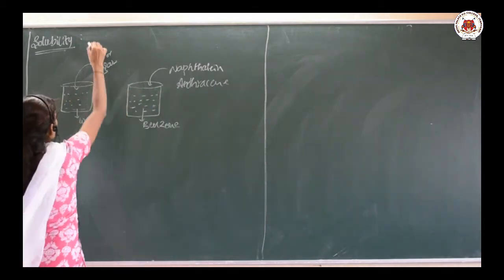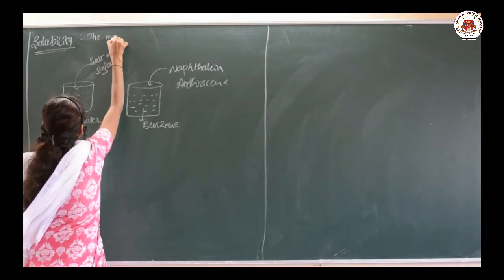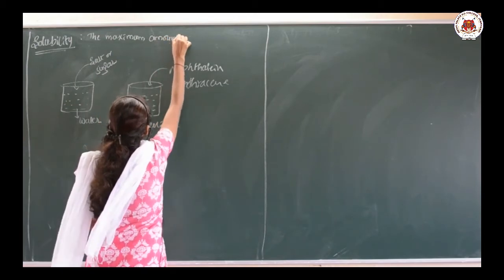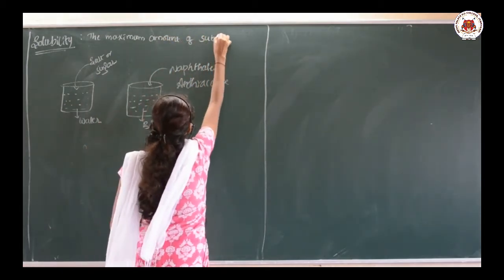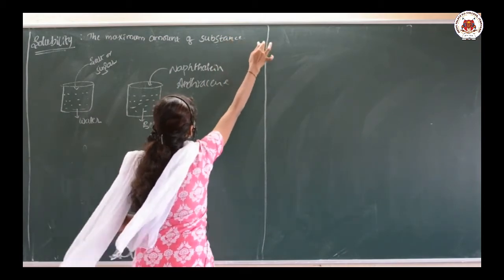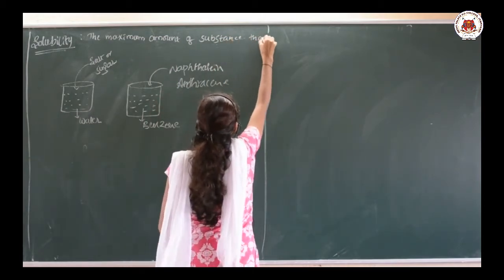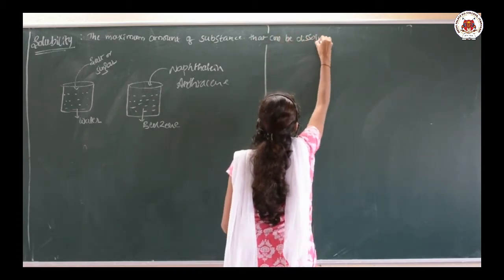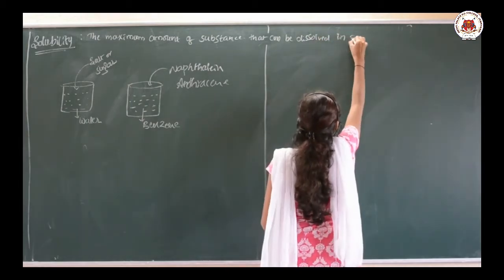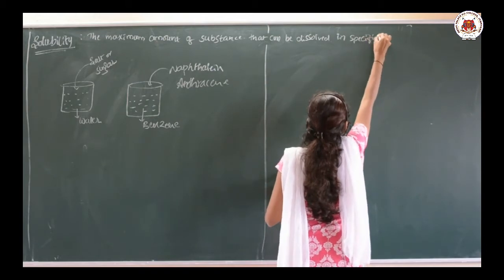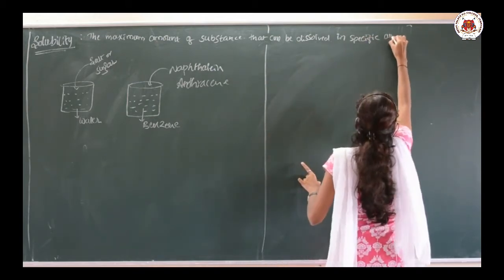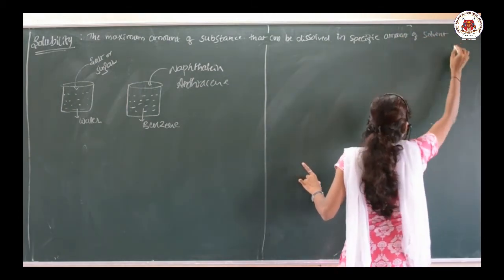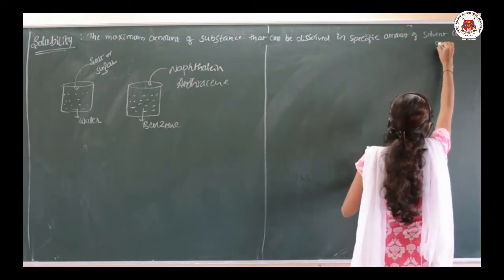So we can define that solubility is the maximum amount of substance that can be dissolved in a specific amount of solvent at a specific temperature.